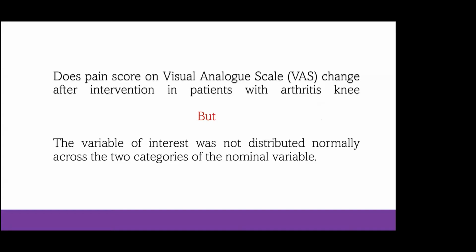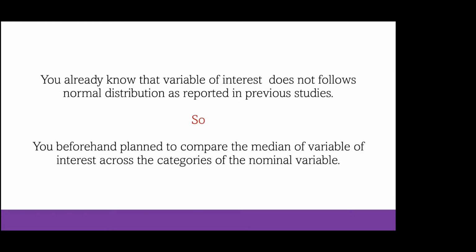So the research question could be, does the pain score on the visual analog scale change after the intervention in patients with arthritis knee? But in this case, the variable of interest was not normally distributed across the 2 categories of the nominal variable. So in this case, the variable of interest does not follow a normal distribution as reported by previous studies, or you have planned to compare the median, that is up to you.